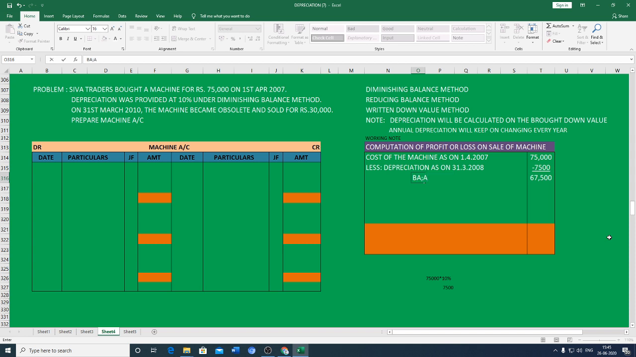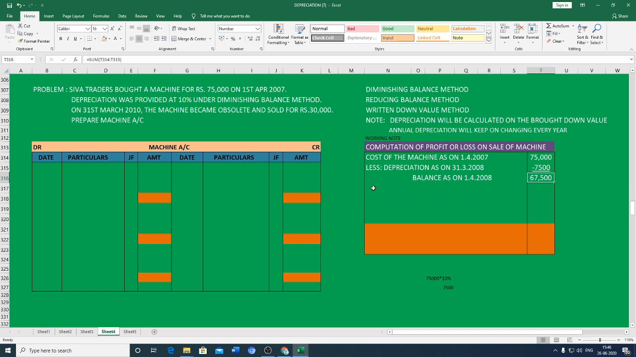Balance as on 31st March 2008. No, it is 1st April 2008. Okay, starting of next financial year. This becomes opening balance for the next financial year. Yes or no? We know that as accounts students, previous year closing balance becomes opening balance for the current year. Yes or no?